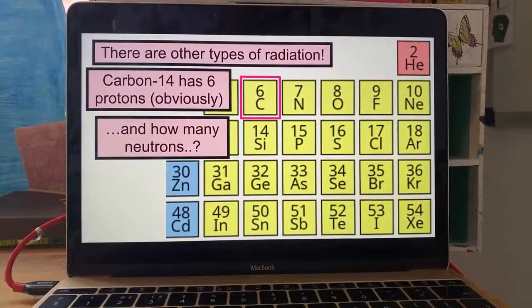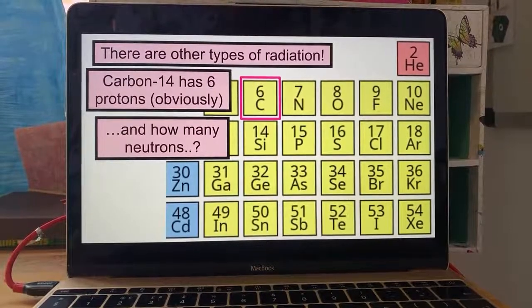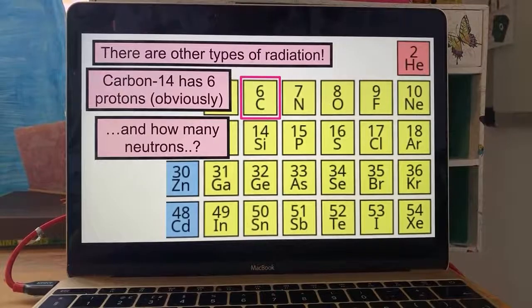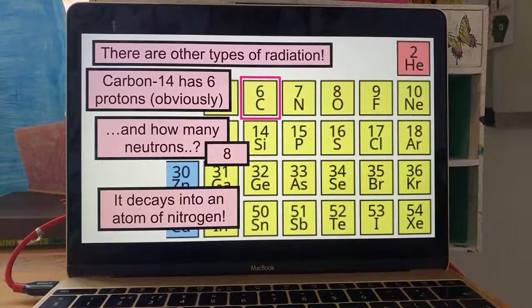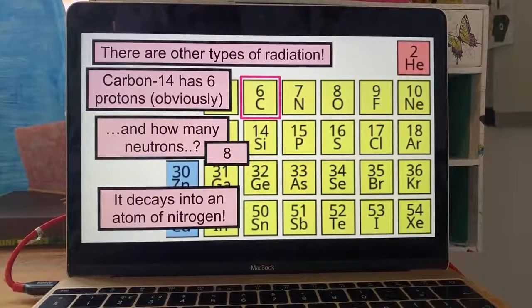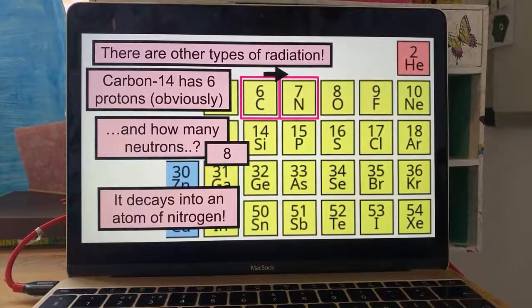It's called carbon-14. It's got 6 protons. So it's got 8 neutrons. And it decays in this special amazing type of radiation. And a nucleus of carbon decays into a nucleus of nitrogen.